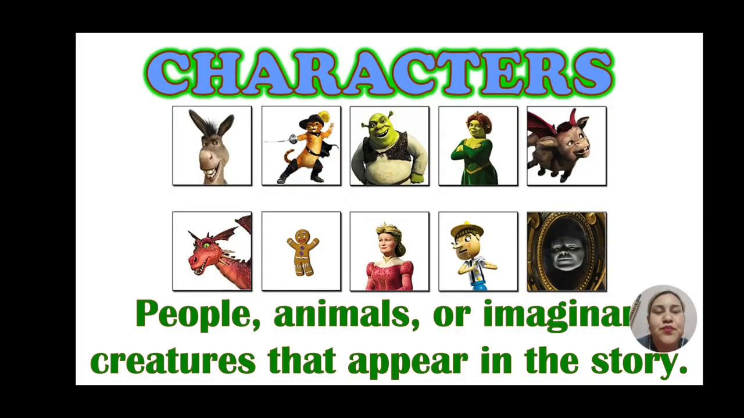So let's continue. Another element that is really, really important are the characters. The character, singular, one character, two characters with S, okay? So the characters are people, animals, or imaginary creatures that appear in the story. And I'm giving you these examples: the Cat in the Boots, Donkey, Shrek is a character, Fiona is also a character, the dragon is a character, okay? Pinocchio is a character. So the characters, remember, are people, animals, or imaginary creatures that appear in the story.